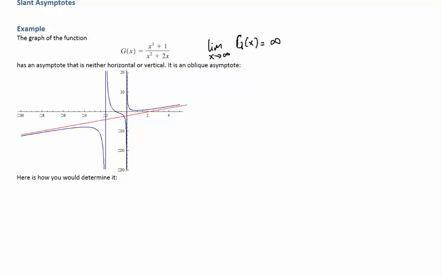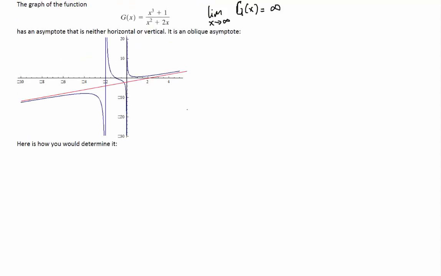To determine it, there is an easy way to do it. Let me leave everything on the screen. So let's leave this function here. What you can do is a long division to rewrite this function g of x. You're going to write just like you divided when you were a kid, except now we're going to use variables. So we're just going to do the long division algorithm.